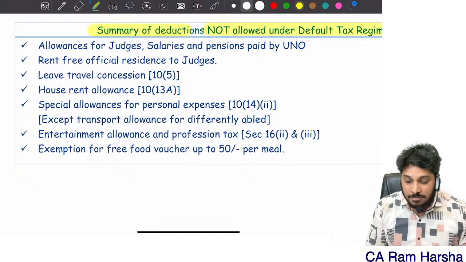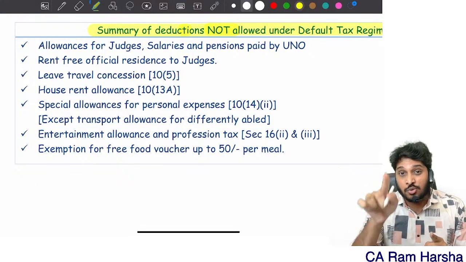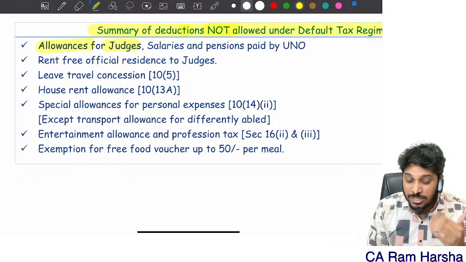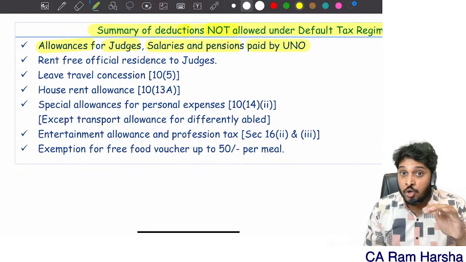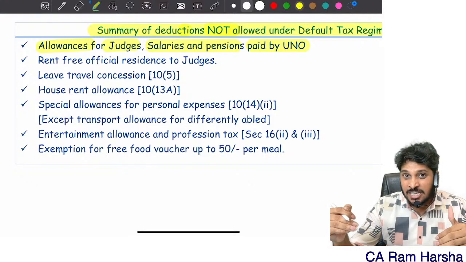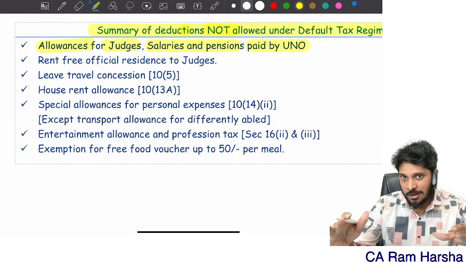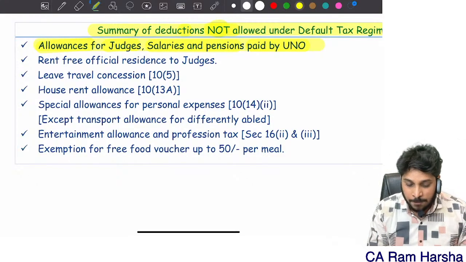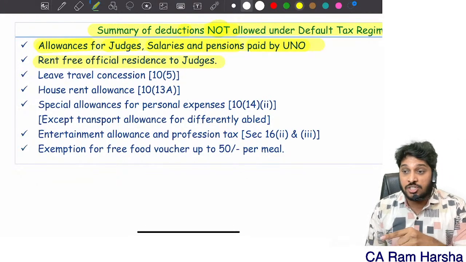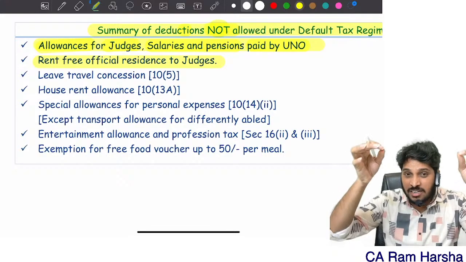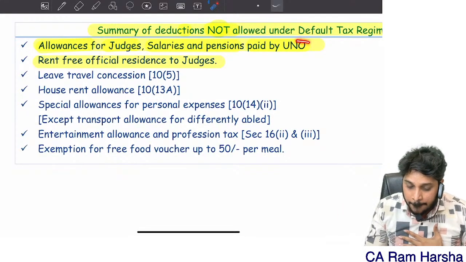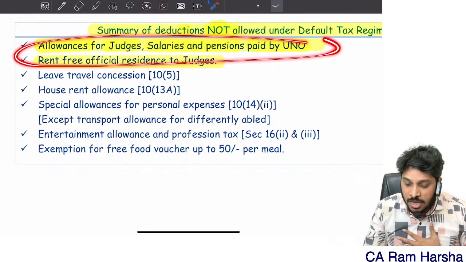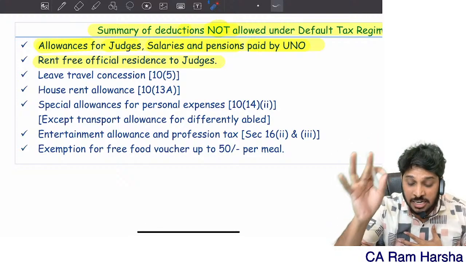Under default tax regime, certain deductions are not allowed with respect to the salaries head of income. What are not allowed? Allowances for Supreme Court and High Court judges, salaries and pensions paid by UNO are exempted generally. But under default tax regime, these exemptions are not allowed. Rent-free official residence to a judge, under optional tax regime it is exempted, but under default tax regime it is not allowed. Very simple. Many students forget to note this point when they are computing default tax regime. Judges and UNO employees will not get deduction under default tax regime.